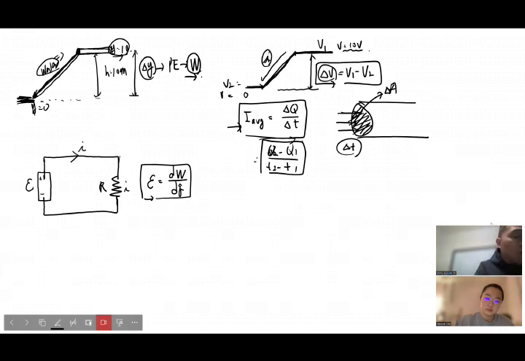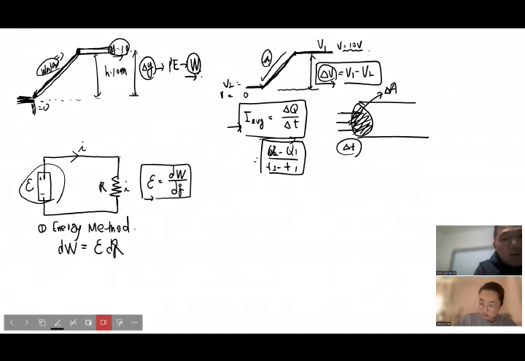Number one is the energy method. The second one is the potential method. So let me give you the first method, the energy method. Whatever amount of work done in the system should be the same as the amount of energy produced by this battery or electrical source. So that energy method is based on energy conservation. So the total amount of work produced by this battery is potential difference times dq, based on this definition.